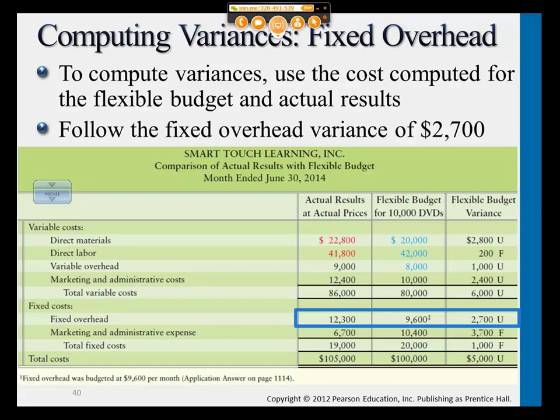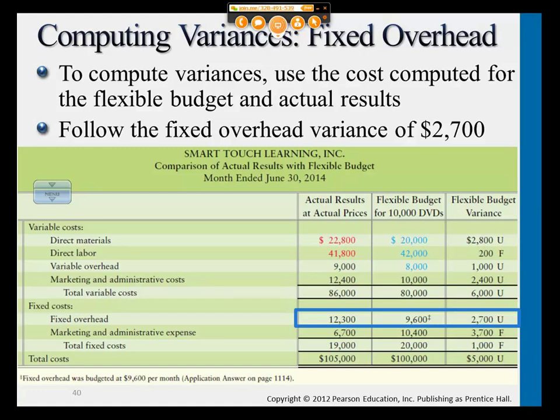Okay, so this exhibit, what does it show us? It shows us, again, the Smart Touch Learning comparison of actual results with flexible budget. Same table, we're just moving a little below. We're looking at the fixed overhead. And why did they spend more on fixed overhead than they budgeted? We want to try to understand this.